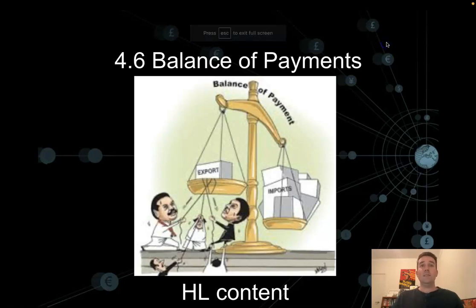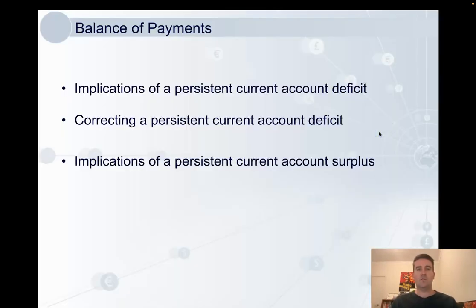Hey everyone, this is a video on the HL part of section 4.6, the balance of payments. And in this video, we are going to look at the implications of a persistent current account deficit, correcting a persistent current account deficit, and the implications of a persistent current account surplus.